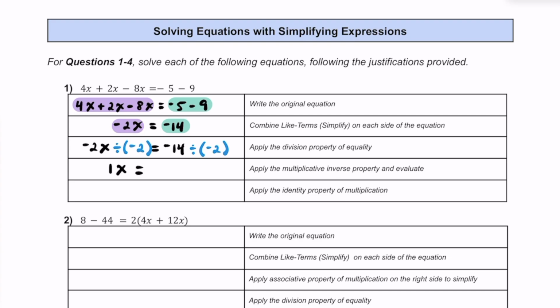And on the right side, let's just evaluate what this is going to be. Negative 14 divided by negative 2 is positive 7. And then finally, using the identity property of multiplication, 1 times x is just x. So we can drop the 1 and say that x is equal to 7.